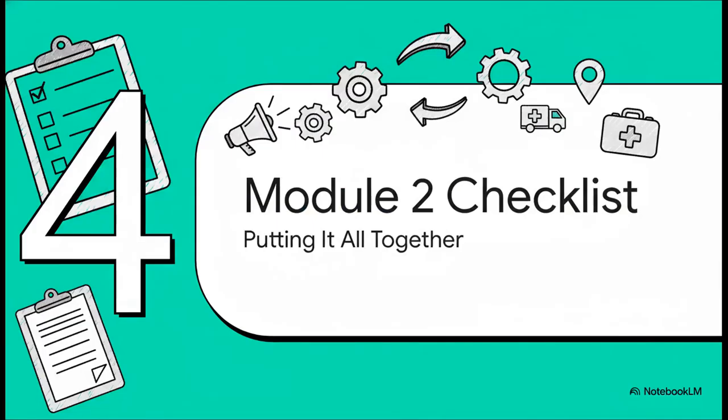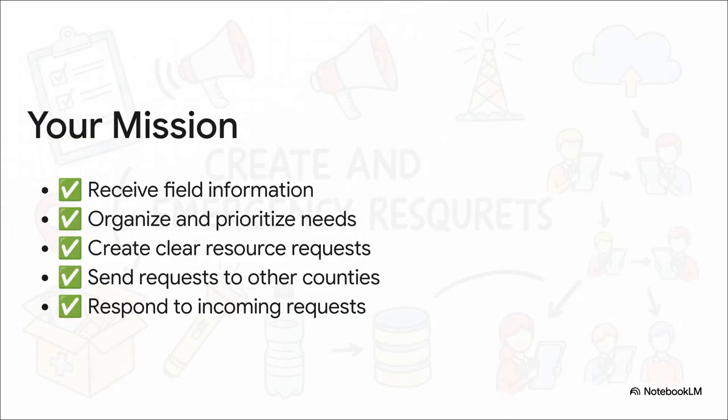All right, we have covered a ton of ground. So let's wrap this up by putting it all together in a simple checklist. This is your mission for Module 2. Here it is. This is the whole thing, start to finish. Your mission is to take in that field info, organize it and prioritize the needs, craft those crystal clear resource requests, send your requests out to the other counties, and respond to the requests that come in to you. That's it. That's the entire workflow.